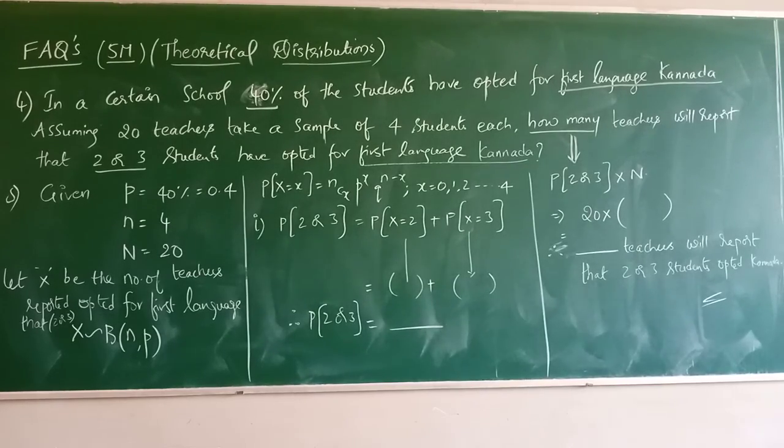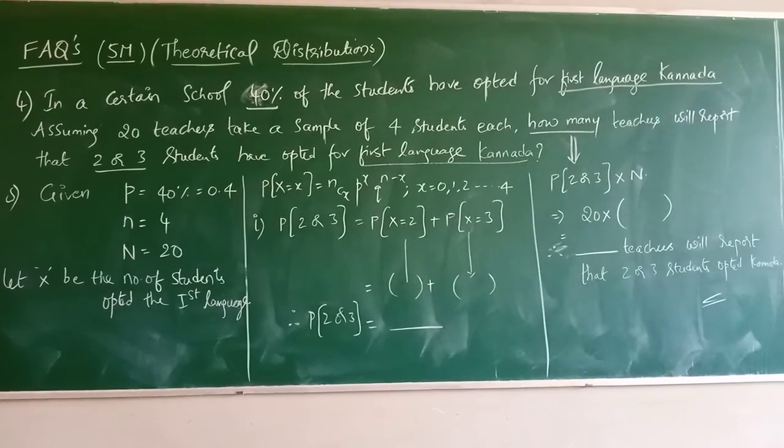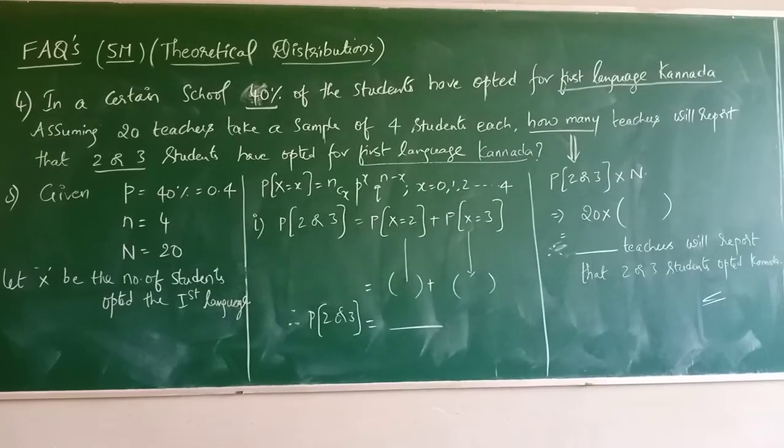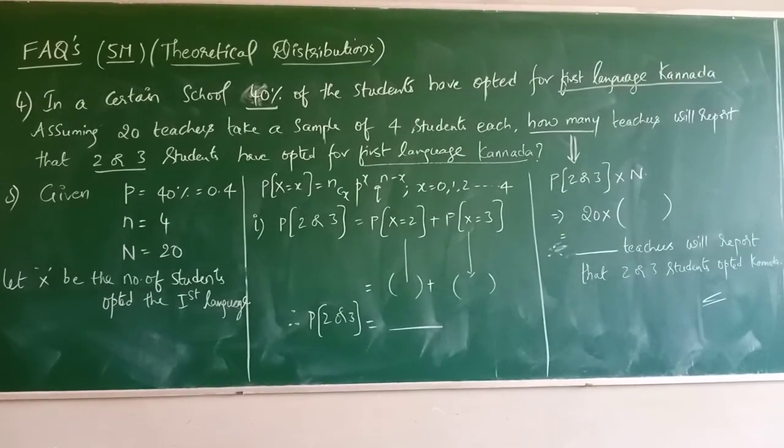One small point, look at here. The same way, let x be the number of students opted the first language Kannada. So x we are calculating as number of students only, but later on 2 or 3 students have opted Kannada language. How many teachers have reported like that? That capital N has to be taken, multiplied to that probability. So initially we are calculating students only, 2 or 3 students only we are calculating. Later on we are multiplying out of 20 teachers, how many reported that 2 or 3 have opted first language.